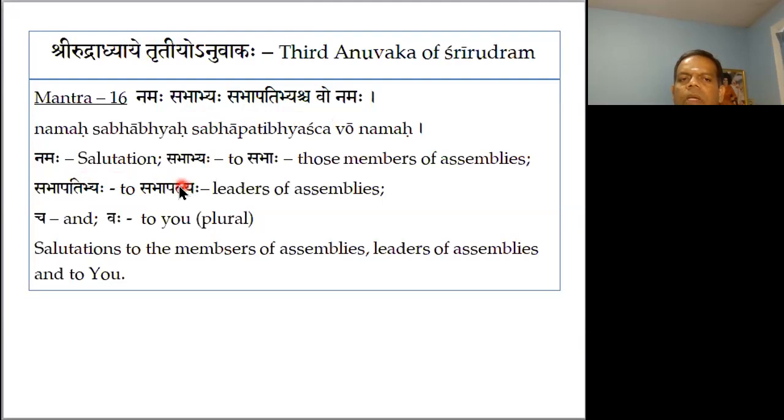Namaha, salutation. Sabhabhya is the fourth form of sabha. Sabha means members of the assembly, the assemblies themselves. In Tamil, we say sabai. It means everyone who is seated in the assembly, who have assembled together. So the Lord is the one who is present as the assemblies. To those groups of people who have gathered as an audience, to them our salutation.